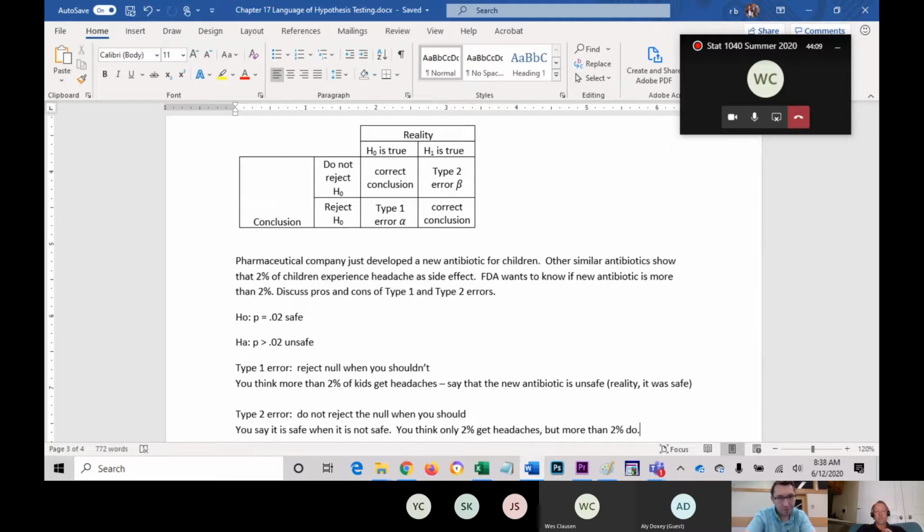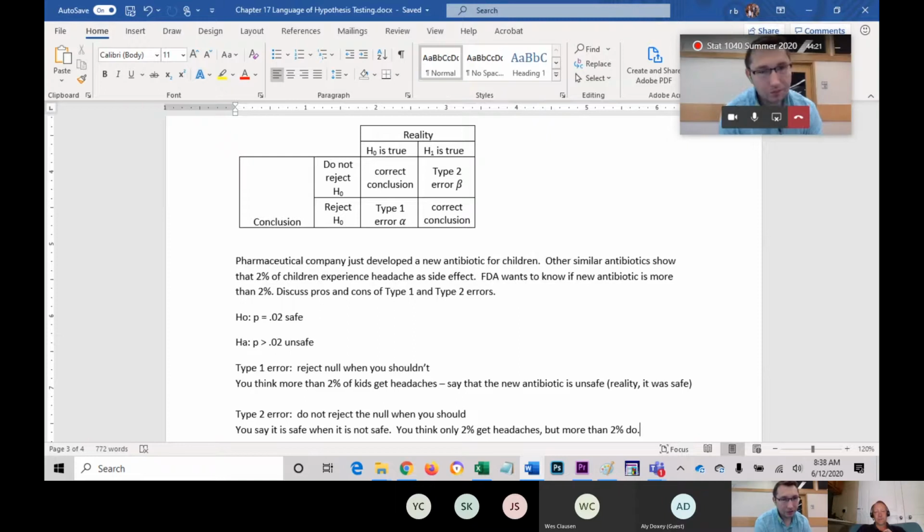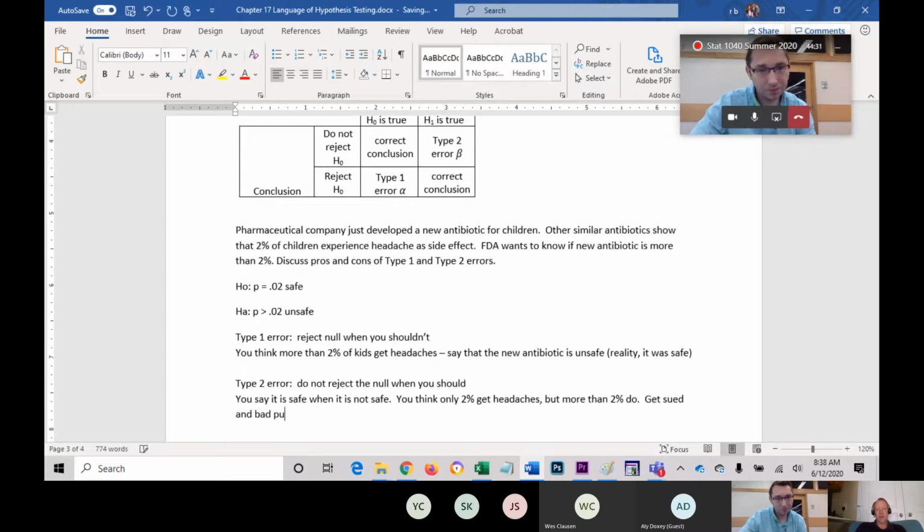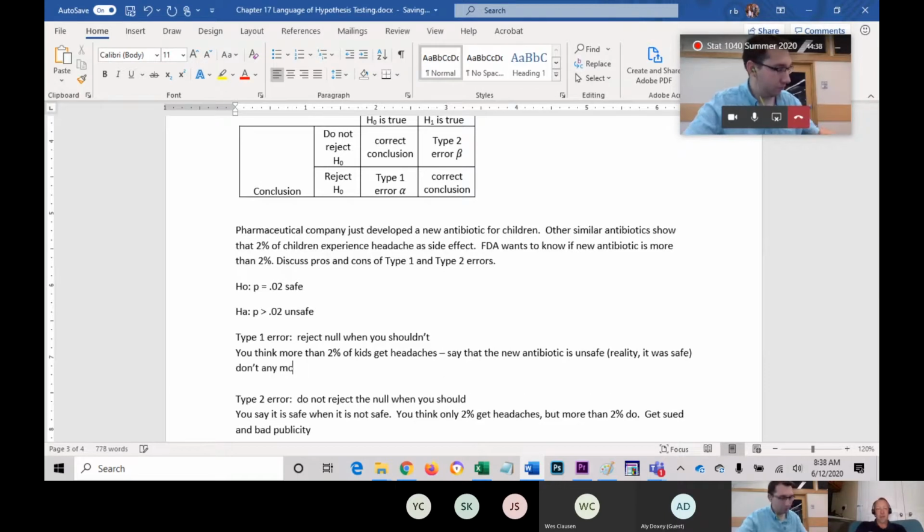So, if you're going to make a mistake, which mistake would you rather make? Would you rather make a type 1 error or a type 2 error? In this instance, a type 1. Type 1, right? Because if you make the type 2, you get sued, right? You get sued and bad publicity. With type 1, you don't make any money, but you keep your reputation.